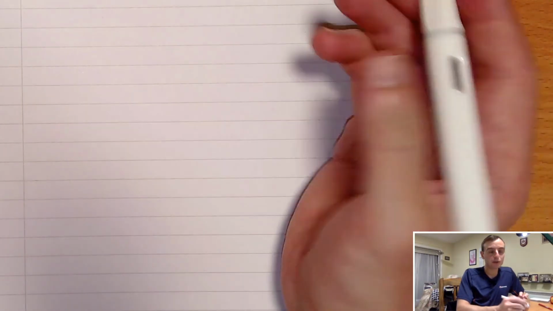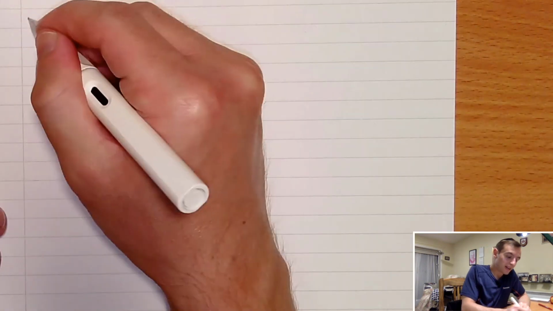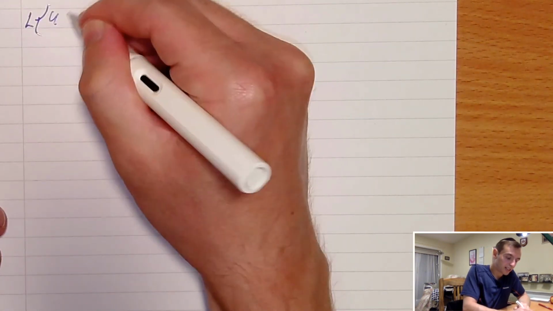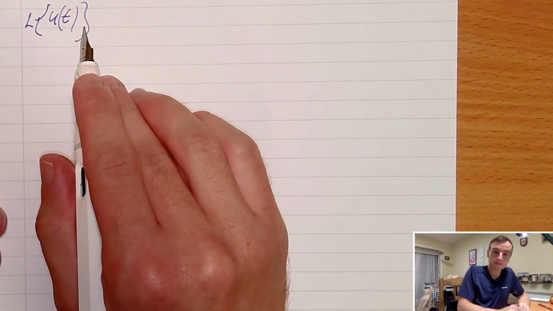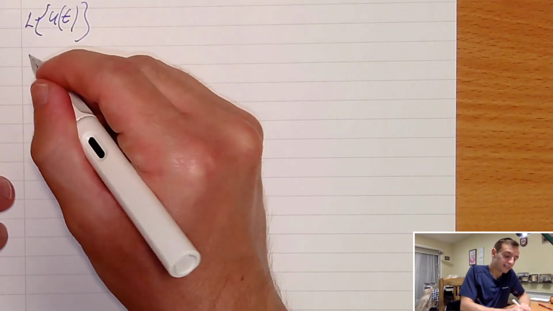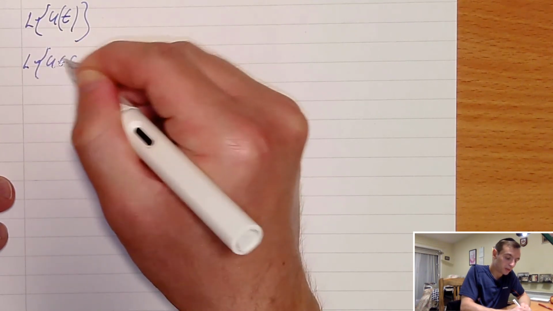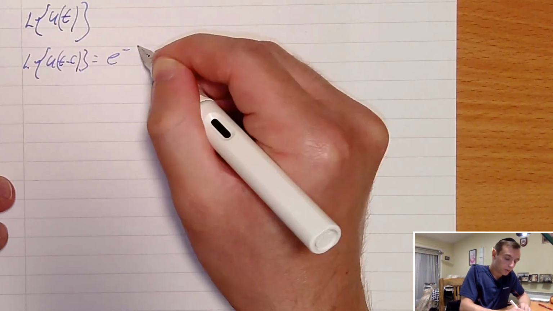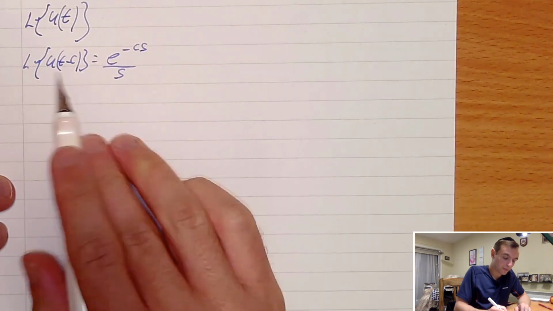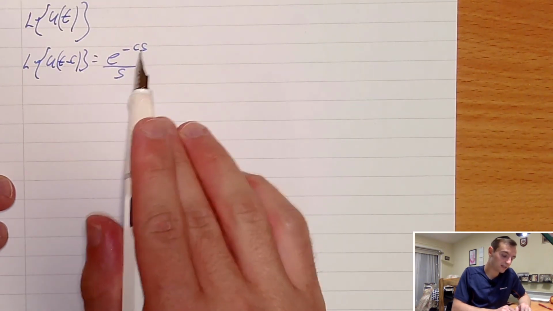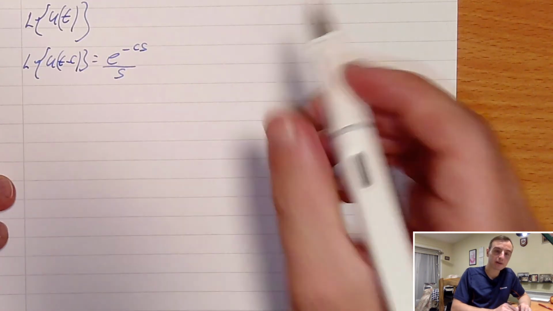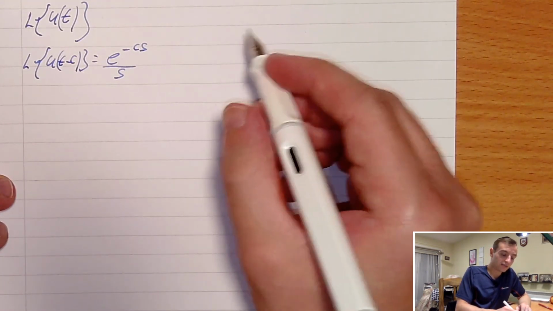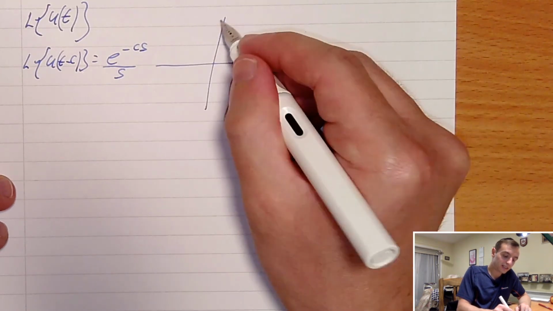Now let's consider a special case of u(t minus c) when c equals 0. What would the Laplace transform of that be, i.e. the Laplace transform of u(t)? We know the Laplace transform of u(t minus c) equals e to the minus cs on s. So when c equals 0, e to the minus 0 is 1, and it's going to be 1 on s. We can see that algebraically, but I want to see this graphically.